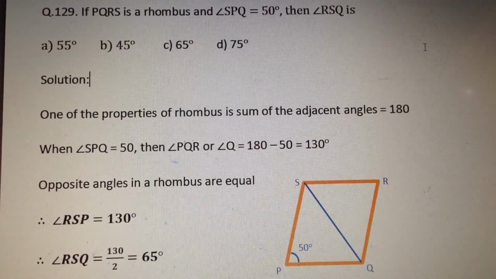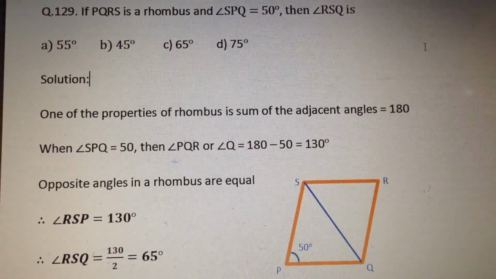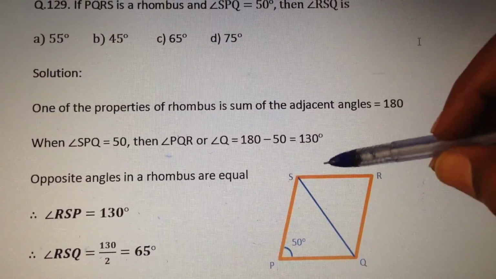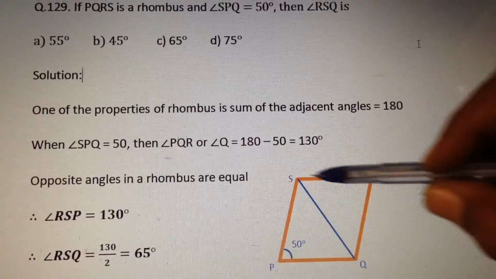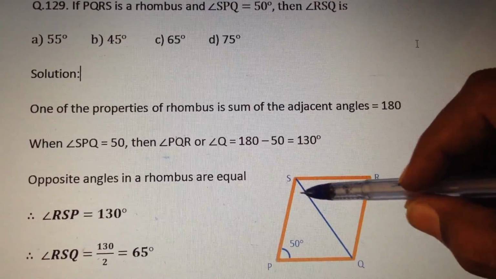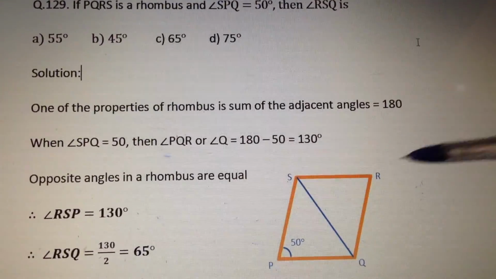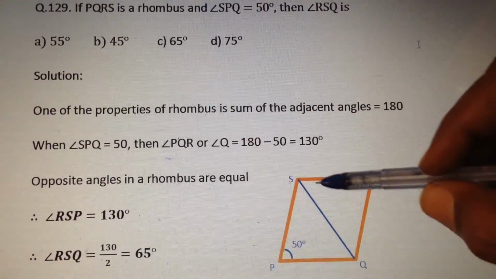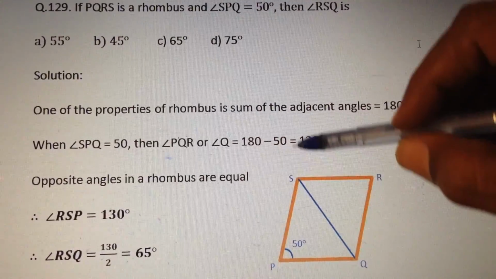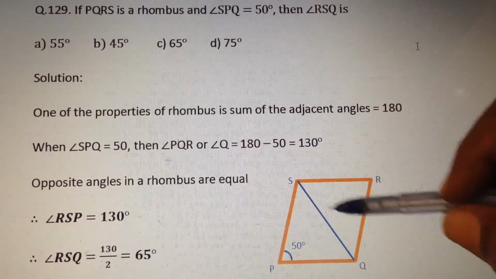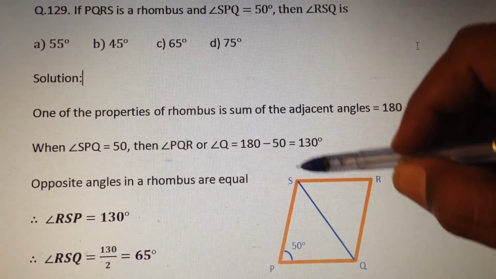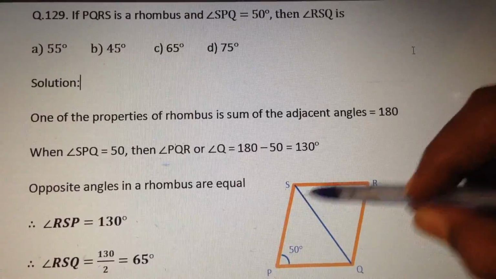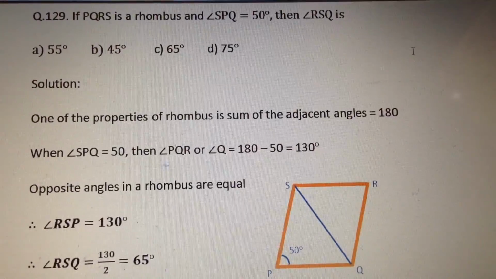We know that opposite angles in rhombus are equal. Therefore, angle Q is equal to angle S. Therefore, angle RSP is also equal to 130 degrees, and therefore angle RSQ is equal to 130 by 2, which is equal to 65 degrees, because this diagonal bisects the angle, and RSQ is equal to 130 by 2, which is equal to 65.